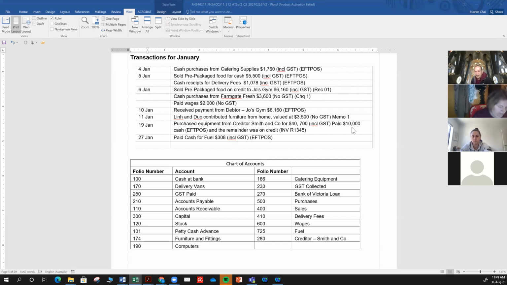Where do we debit that? Remember, you are buying something. Purchases? No, this is buying what? Equipment. Yes. So where do we debit to? Catering equipment, which is folio 166. So how much do we debit this amount? Remember the GST involved. So, 27,000.